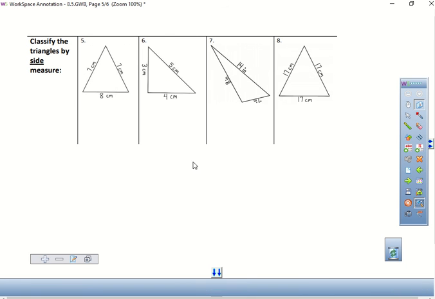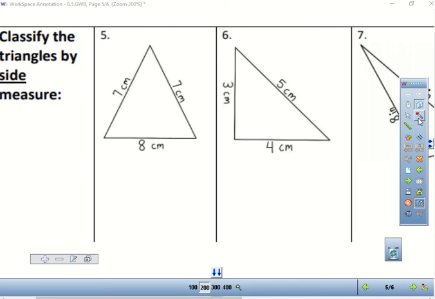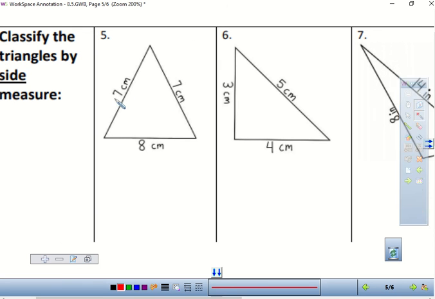Alright, now we're going to classify by side measure. So, you see on your notes it has the table for side and angle measures. We're looking at the sides. Good. So, see how these two sides are congruent? They're equal measure, meaning that this is an isosceles triangle.